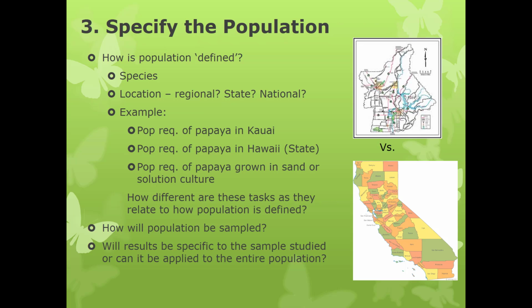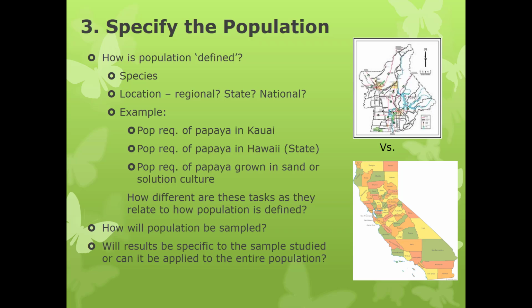Step number 3 is really starting to focus on what your population is. So this is where you need to decide what your population is and then how you're going to sample within that population. So this could be the species of animal or plant that you're actually concerned with. It could be a location like it is with the mineral study, so the grazing location. It could be a set of states. It could be on a national basis.